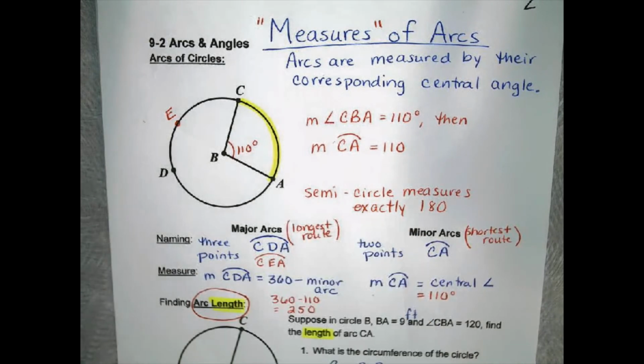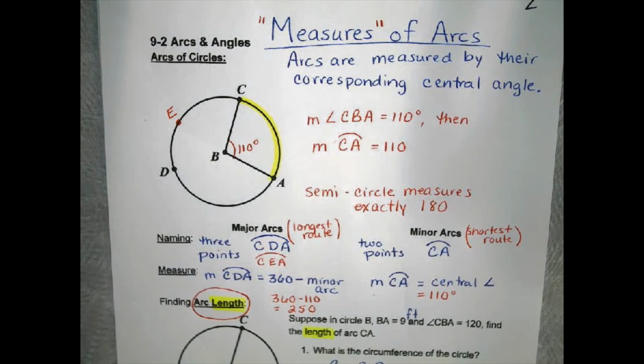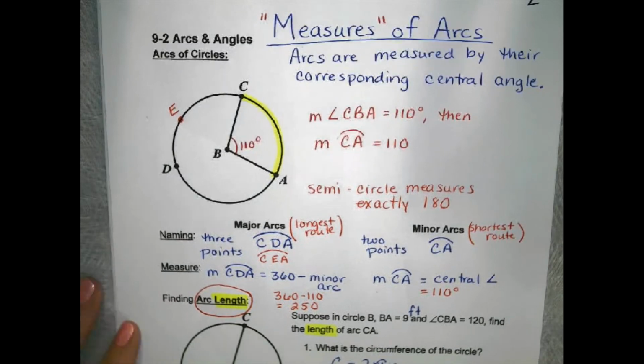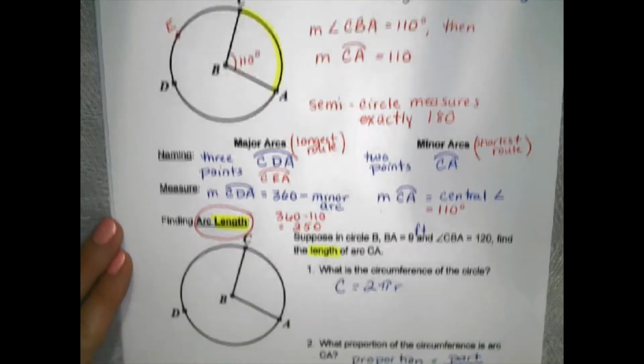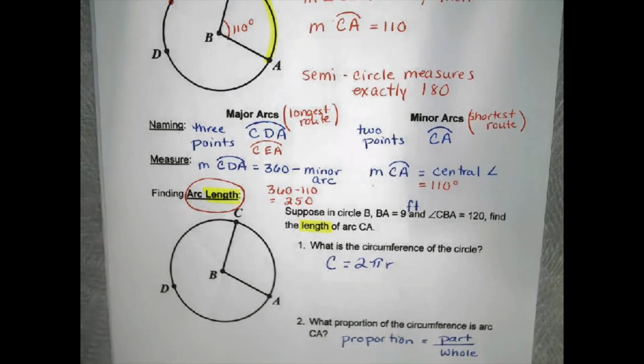Finding the length is a different process. While measures are always relevant to their angle, a length of an arc is an actual distance. It's something that we can measure in feet or inches or miles. So we're going to calculate the length of an arc.